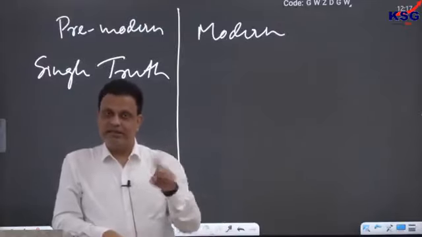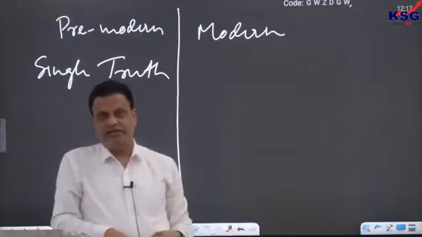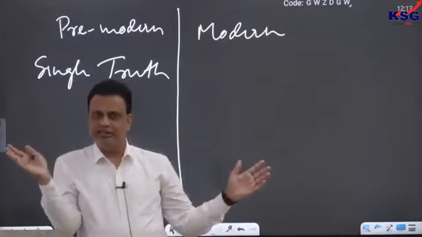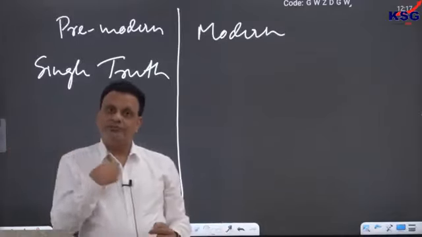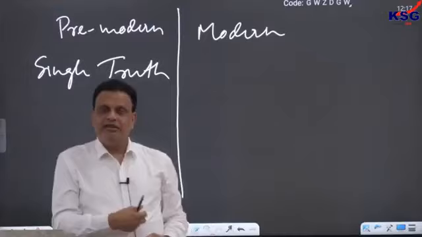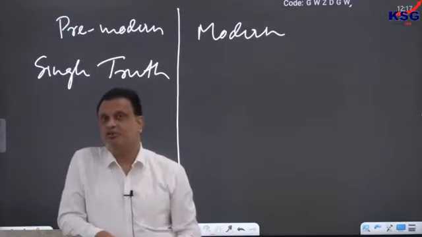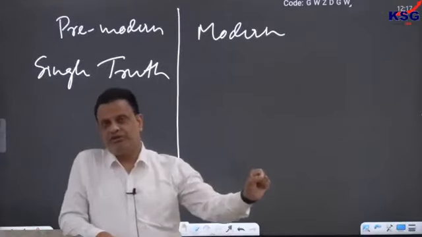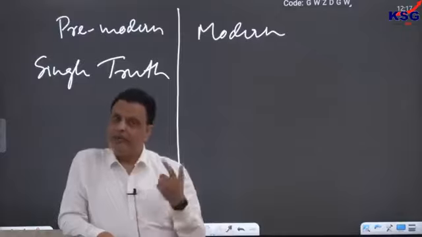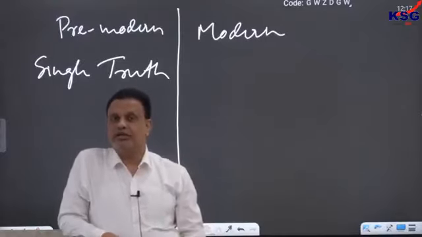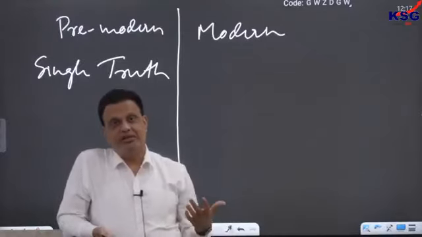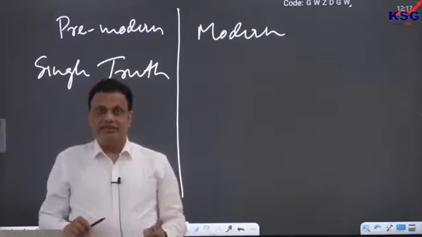Suppose, for example, in this classroom we have 100 students. Suppose there are 100 different opinions. And suppose I am right. If I am right, then the other 99 people in this classroom are necessarily wrong, because right is only one. If I am right, then anybody who does not agree with me will necessarily be wrong. So this is the idea of single truth.